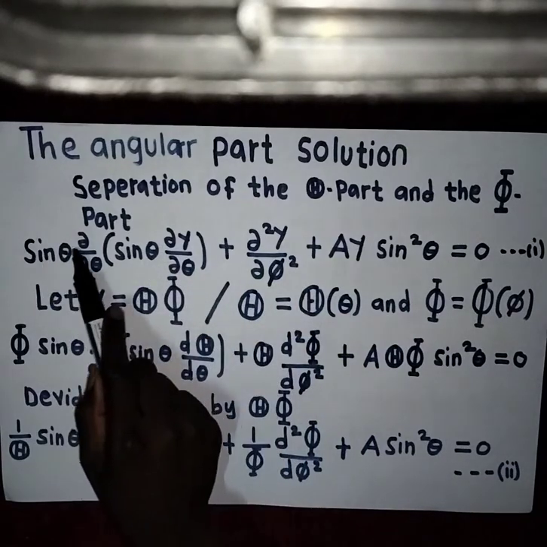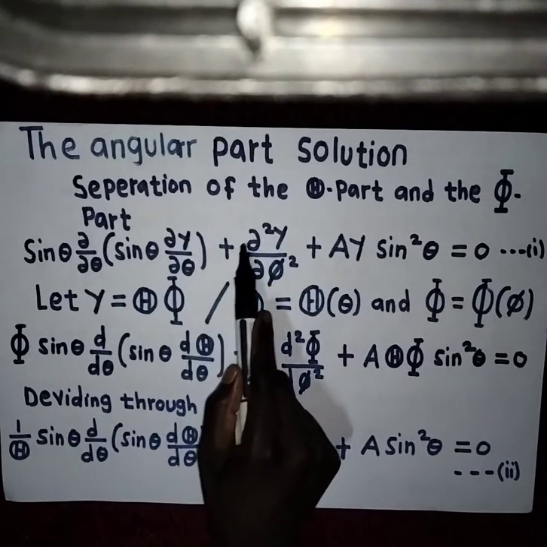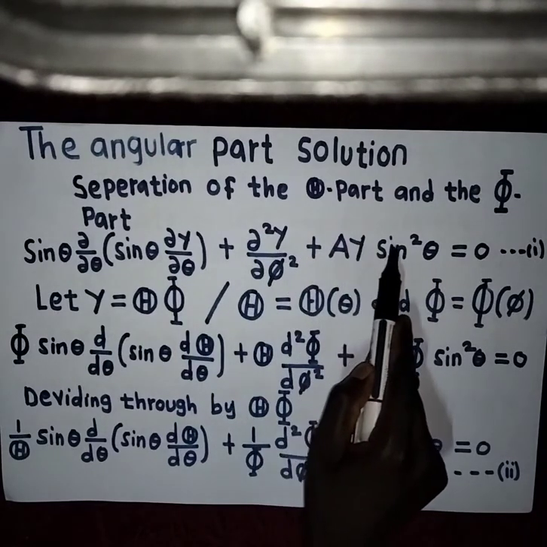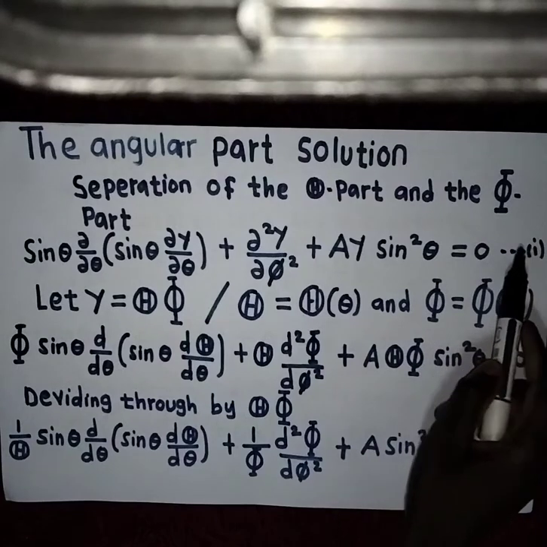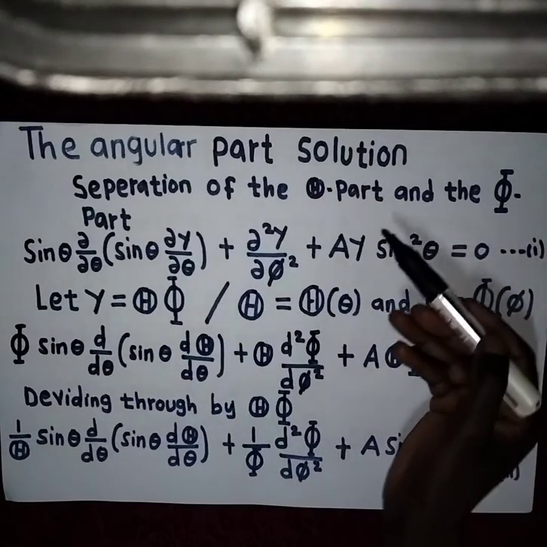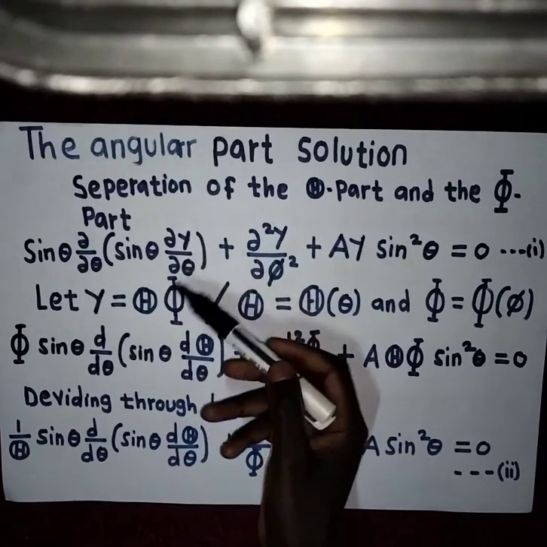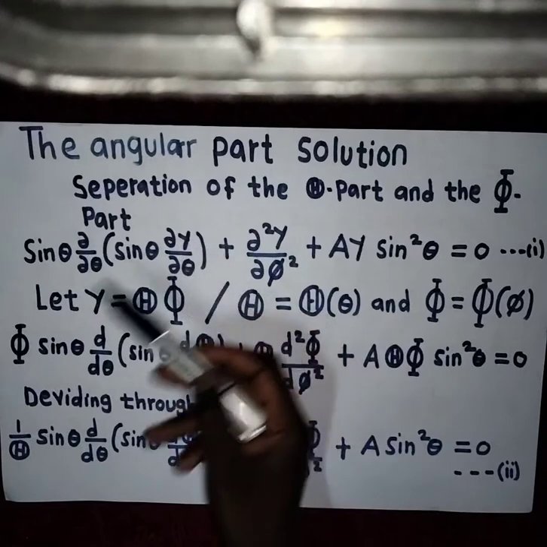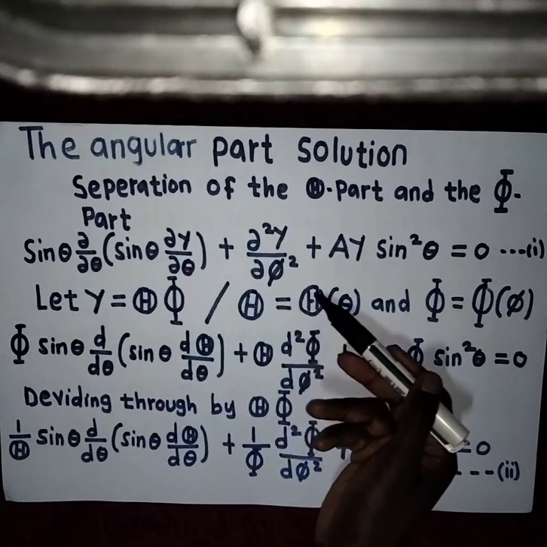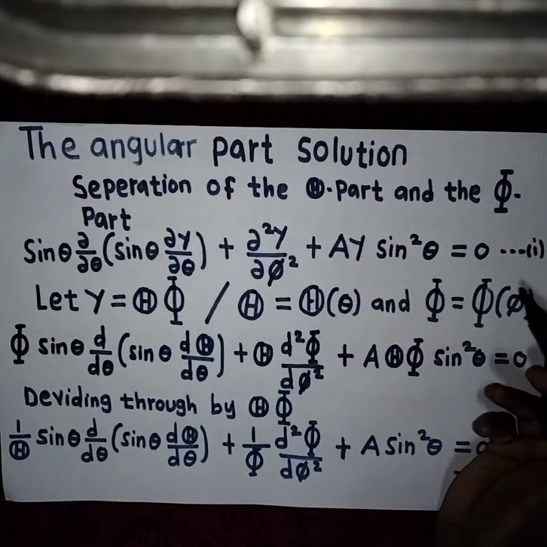So we had sine theta d theta into sine theta dY over d theta plus d squared Y over d phi squared plus a Y sine squared theta being equal to 0. Let this one be our equation 1. This equation 1 is still a PDE, a partial differential equation. So by separation of variables, I want to let Y be equal to theta times phi, such that theta is a function of theta, and phi is also a function of phi.